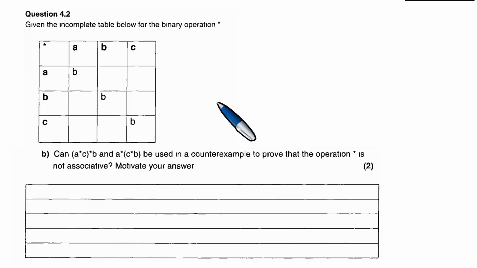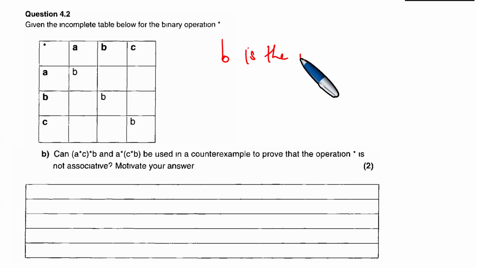In this lesson, we shall focus on course 1501, Introduction to Theoretical Computer Science 1, and we begin by looking at question 4.2. Given the incomplete table below for the binary operation, and we have looked at this particular table before, and we understood that B is the identity.